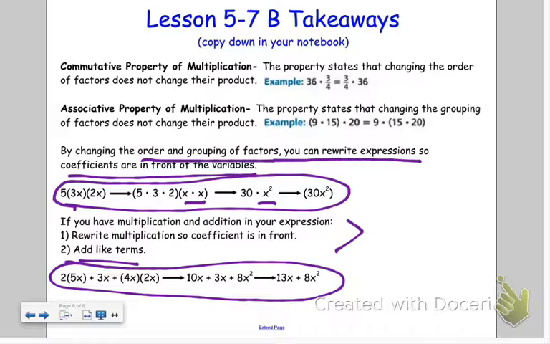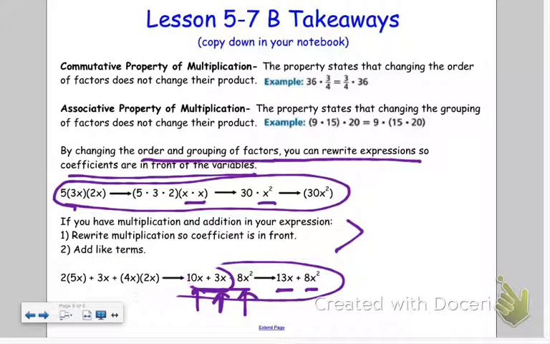I've rewritten 2 times 5x plus 3x plus 4x times 2x to become 10x plus 3x plus 8x to the second power, because 2 times 5x gives me 10x. And 4x times 2x is going to give me 8x to the second power, because 4 times 2 is 8, x times x is x to the second power. 3x, of course, just came along for the ride. And now I combine my like terms. I can only put 10x and 3x together. That's going to give me 13x. Because 8x is to the second power, that's separate. I have to keep that different, separate from 13x. So 13x plus 8x to the second power.